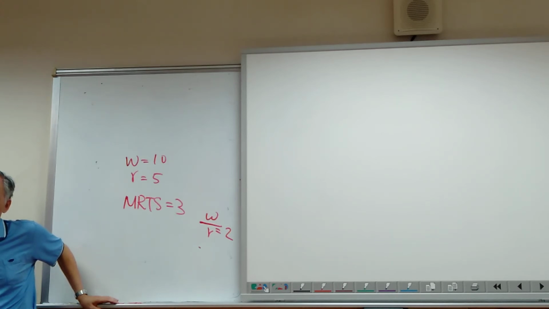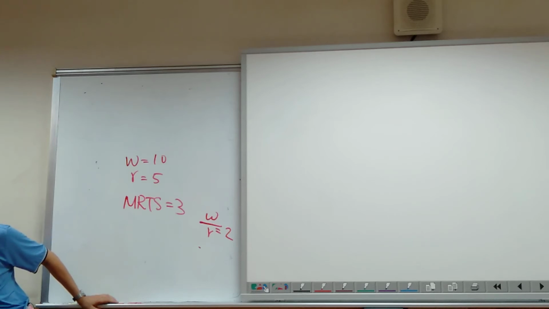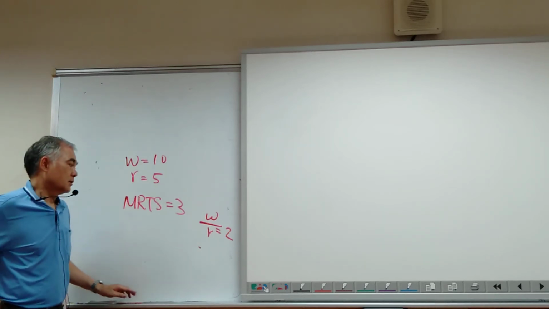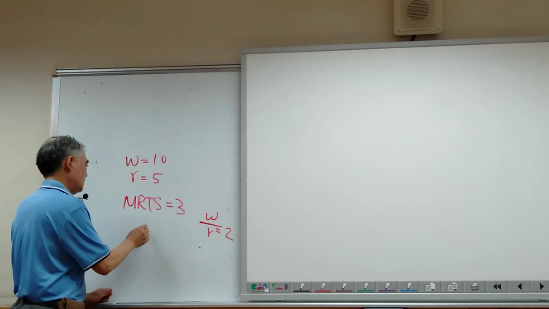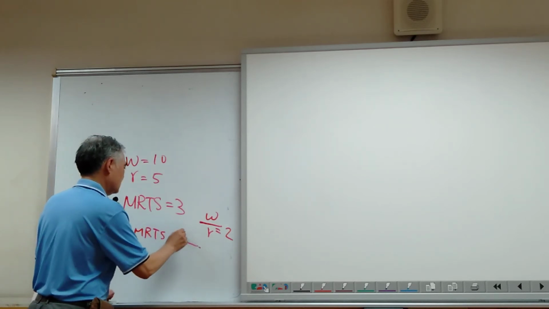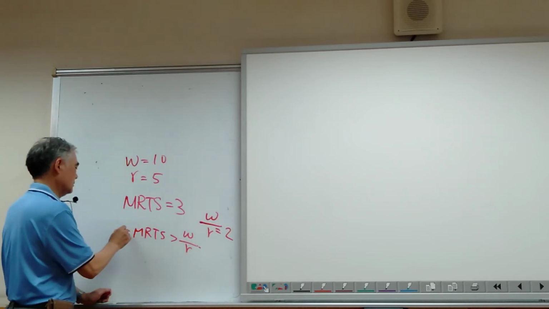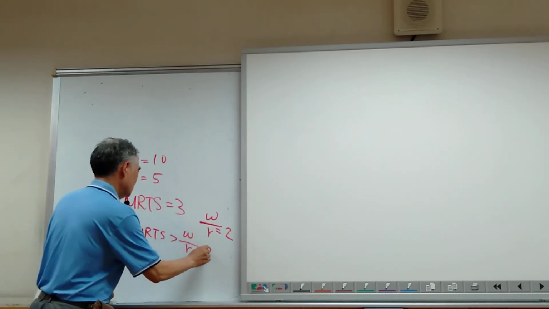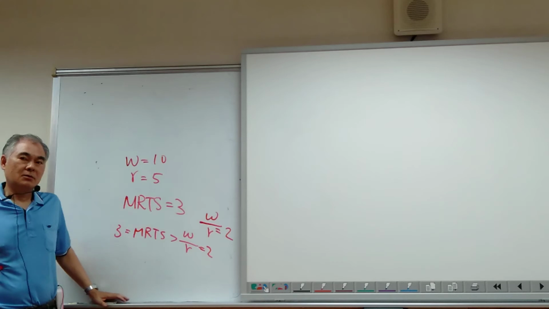Increase capital. Use more capital. So here, MRTS, right? MRTS is greater than W over R, right? Here it is 3, here it is 2. Okay? So what should the firm do?